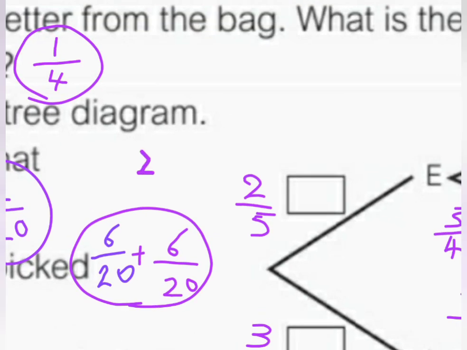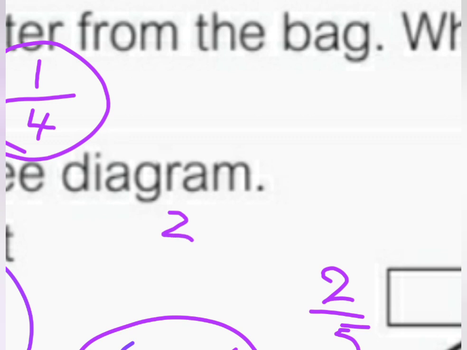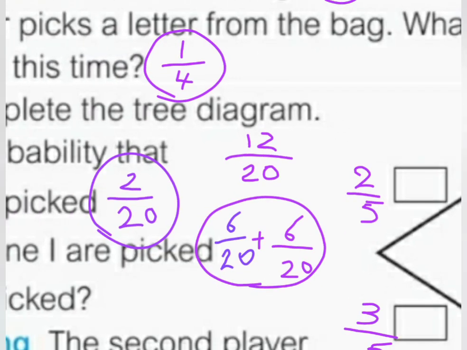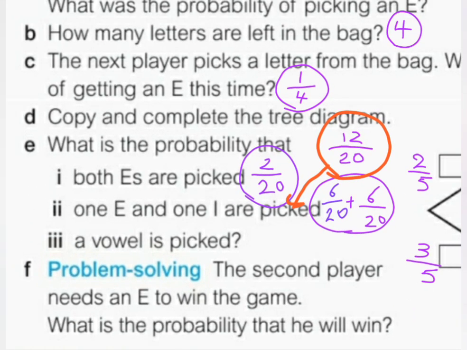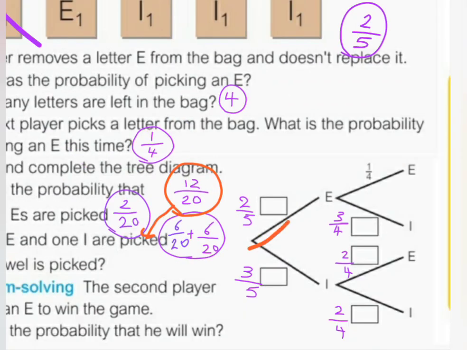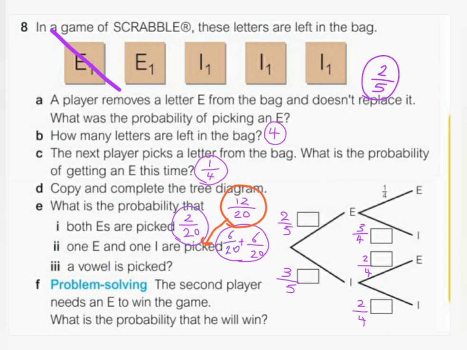12 over 20. Good job. So 12 over 20 is the answer of picking E and I. And it doesn't matter if it's the first one or the second one. Because we found the probability of picking E first and then I second, and then the probability of picking I first and E second, and then we add them together, and the answer will be 12 over 20.